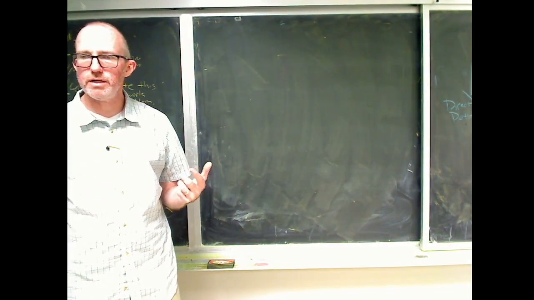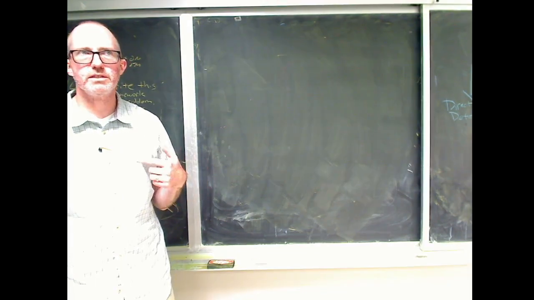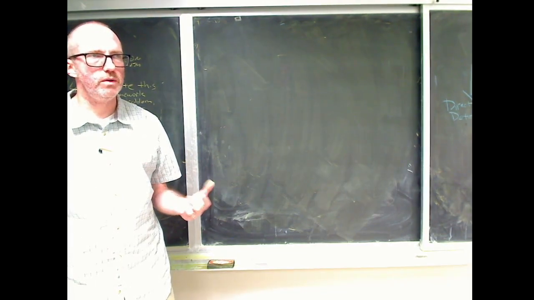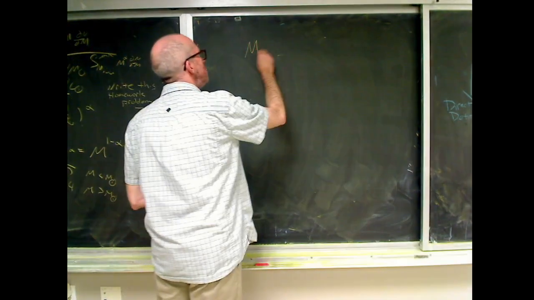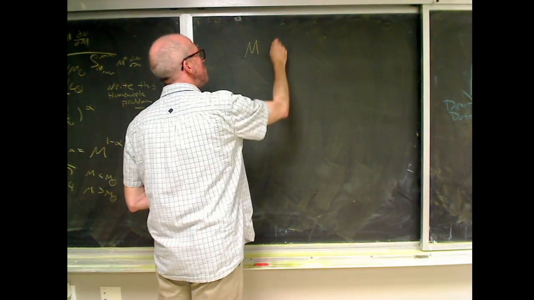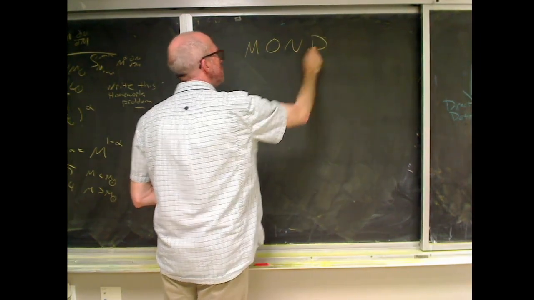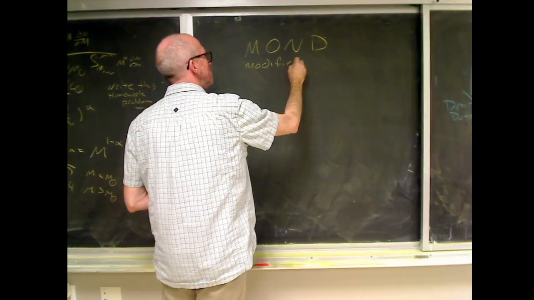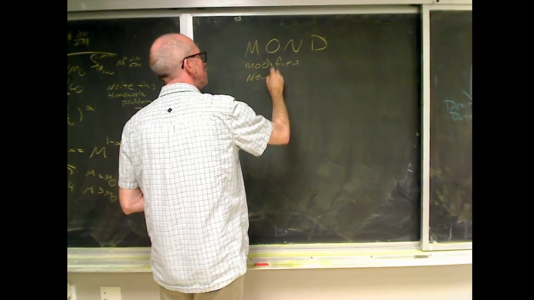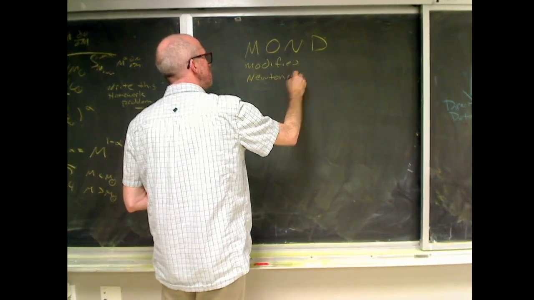There are a number of theoretical ideas to try to fix dark matter without making it a particle. The only one that really has much teeth is called MOND, for modified Newtonian dynamics.